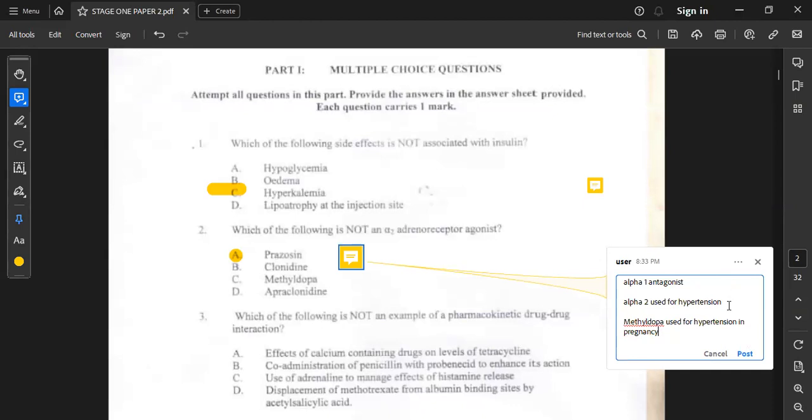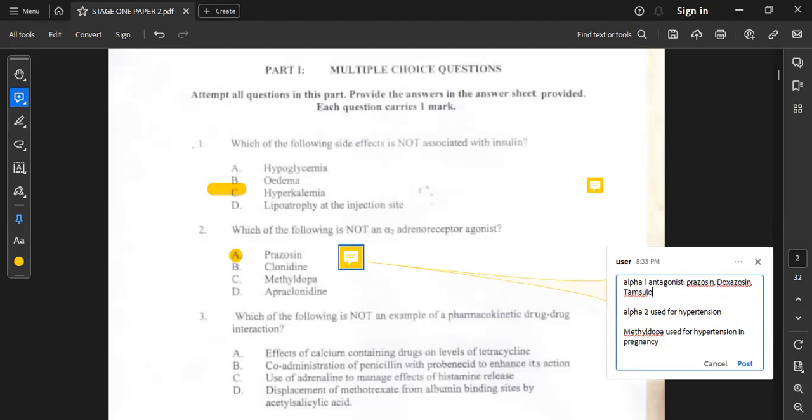Are alpha-2 agonists also used for glaucoma? I'm not sure. Maybe you can give the examples of alpha-1 antagonists: prazosin, terazosin, and doxazosin.